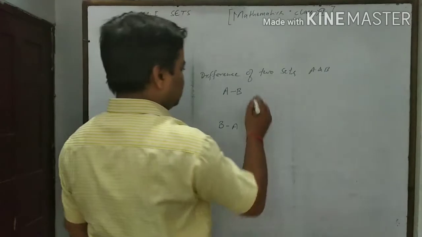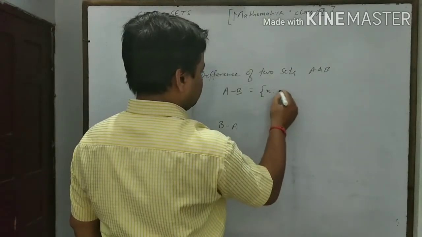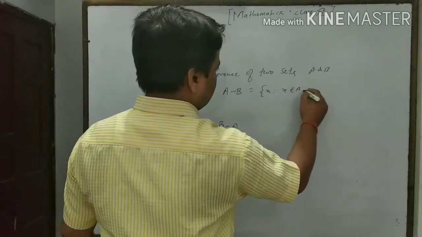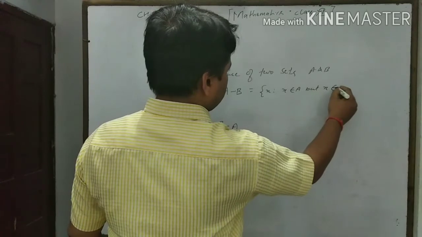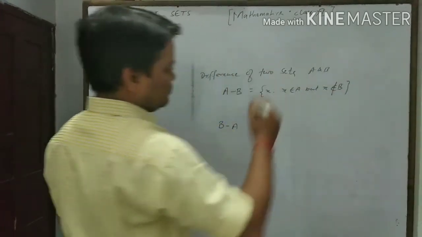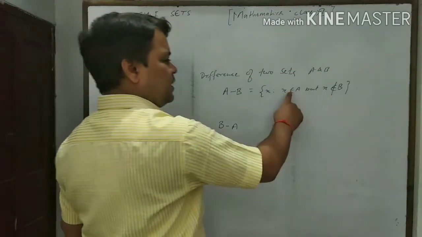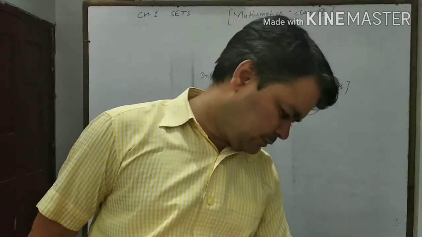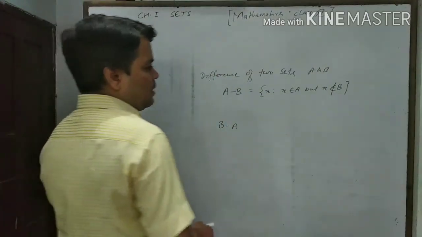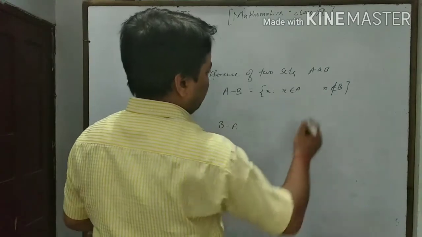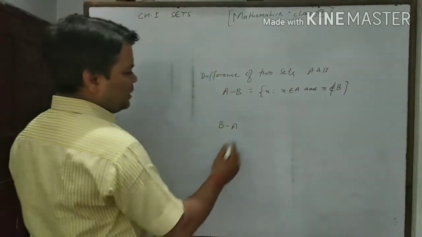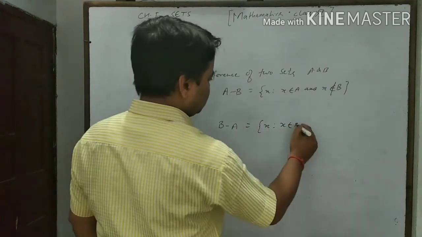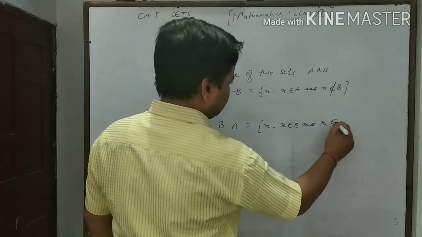A minus B means x such that x belongs to A but x is not an element of B. That is, the elements which are in A but not in B. This is called A minus B. And B minus A means x such that x belongs to B and x does not belong to A.